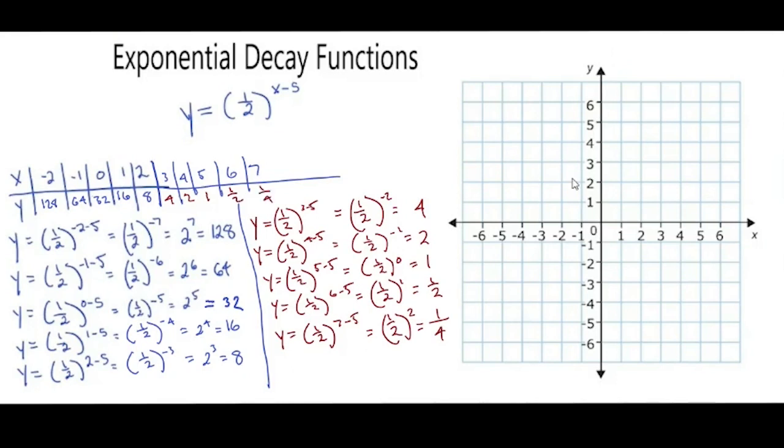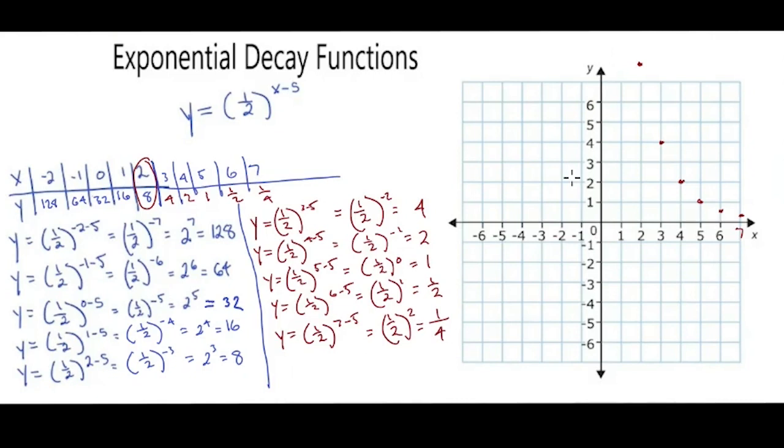Now those are points I can graph on my coordinate plane. So I'm actually going to start with 2, 8, because I can actually graph that. So I'll say 2, 8 looks like this. So there will be 2, 8 up there. And then 3, 4, 4, 2, 5, 1, 6, 1/2. And I'll say that's 7. And I'll do 7, 1/4.